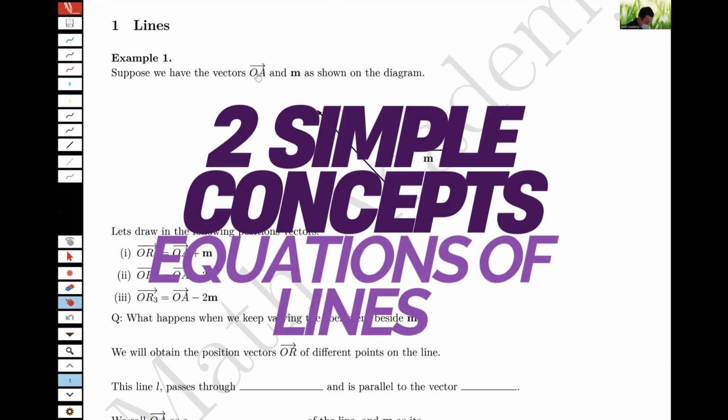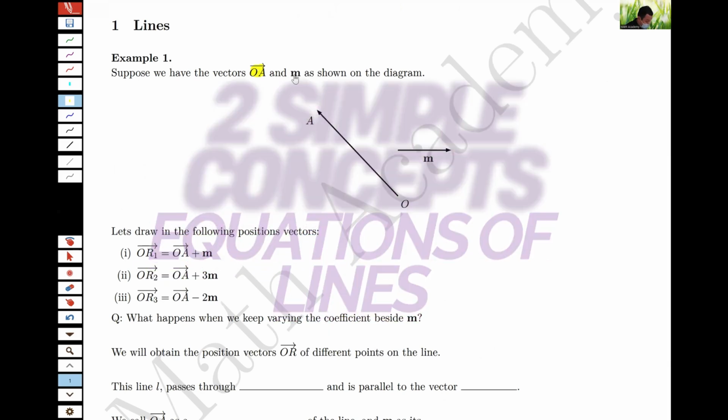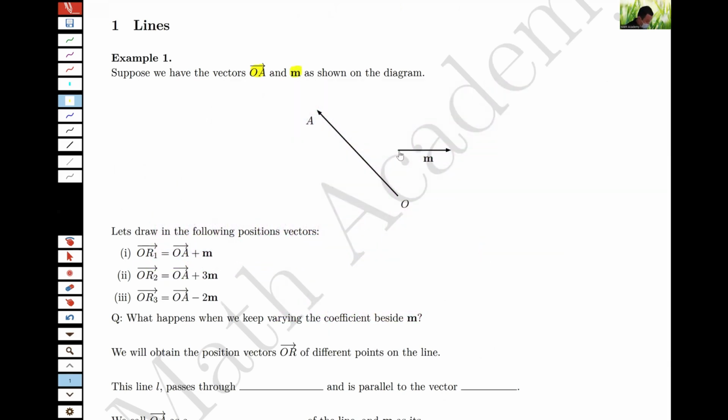There are two vectors here. One is OA, already drawn out for you, and there is another vector M. The vector M is drawn horizontally towards the right hand side there. Let's draw in the following position vectors.